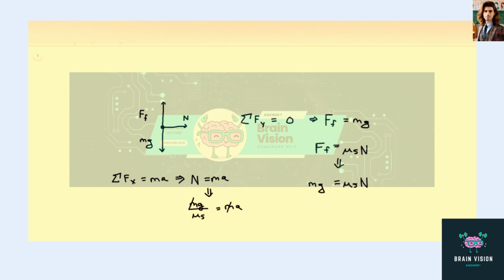We can cancel a factor of m and solve for a, and we get g over mu s. This is the required acceleration that we have to impart to the cart to keep the block floating there. And to an observer on the cart, it does look like the block is just floating there, although they would feel the acceleration and know why the block is just floating there.